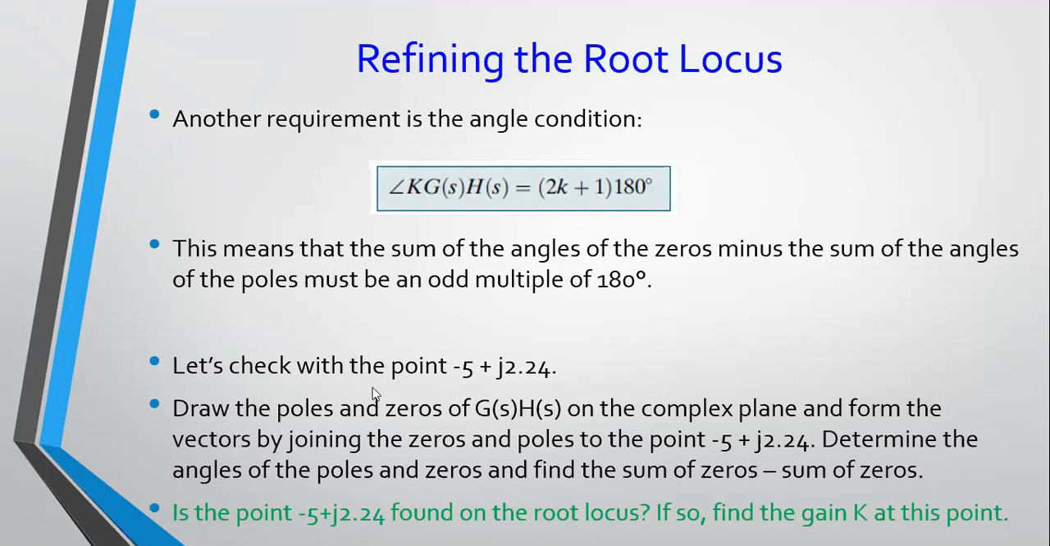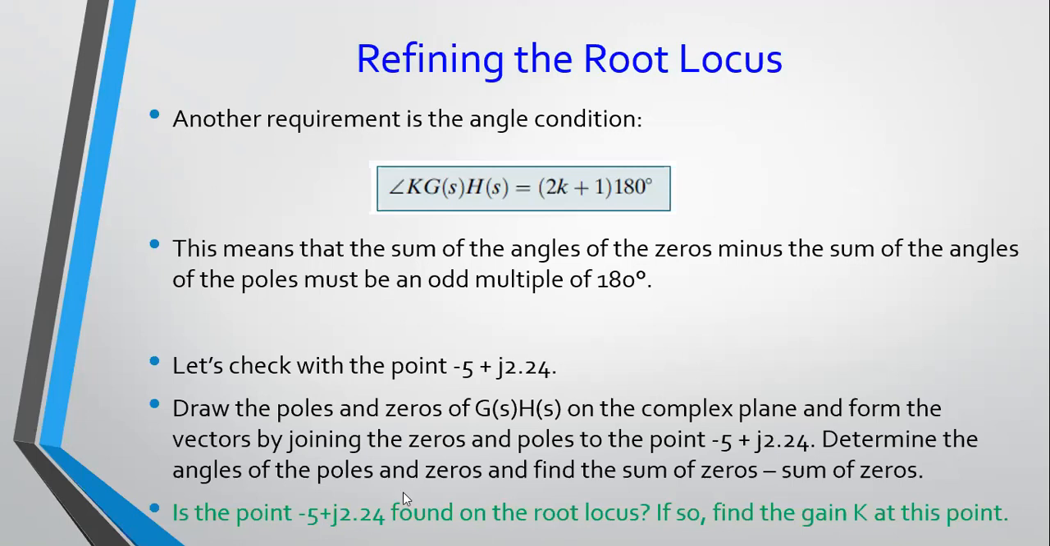Just again to summarize what steps you need to take. You draw poles and zeros of GH on the complex plane, and then form vectors by joining the zeros and poles to the point of interest. In this case, -5 plus j2.24, and we don't have any zeros, so you have only two poles. You determine the angles of poles and zeros and find the sum of these angles: sum of zeros minus sum of poles. Sorry, this should be poles here. If you get an angle which is equal to 180 degrees or minus 180 degrees, it means that point was on the root locus.